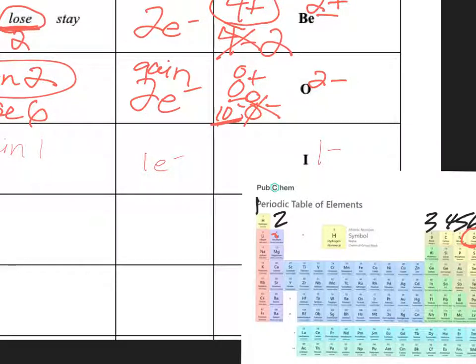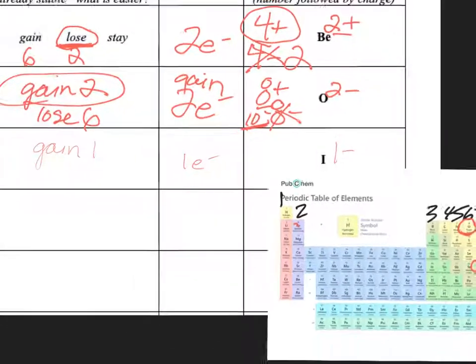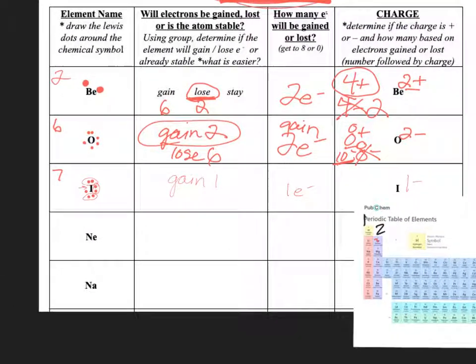Okay? As you go through, think about those steps. Start with that group number. Figure out gain or lose. Maybe you'll get a stay the same if you're looking at a stable 8 already. And then by gaining or losing, what is that new charge going to be for your ion? Keep going all the way through. Finish up this table.